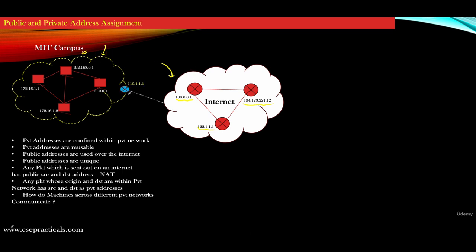For that, we have a special router which sits at the boundary of the private network, and this router is owned by the organization itself. So MIT owns this router. This router is special in the sense that it sits on the boundary of the private network and the public network. Here, the public network is the internet. You can see that the IP address assigned to this router is a public IP address. So this router which sits on the boundary is referred to as a gateway router.